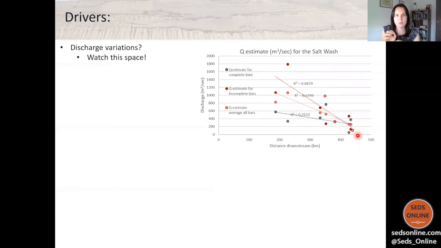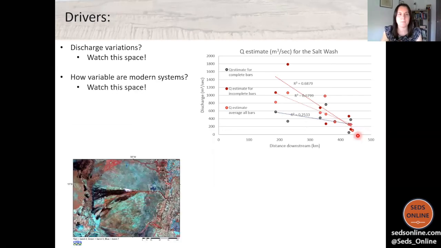So again, those local scale discharge variations may be driving the variations that then translate into channel size, and also into how much we amalgamate something, depending on how much sediment supply we've got locally going into that area. But we also need to start looking at how variable modern systems are.